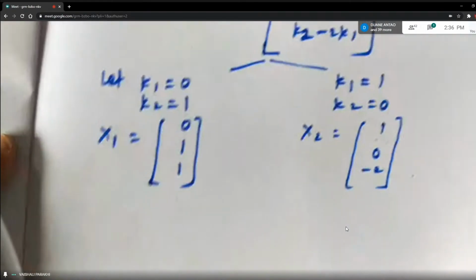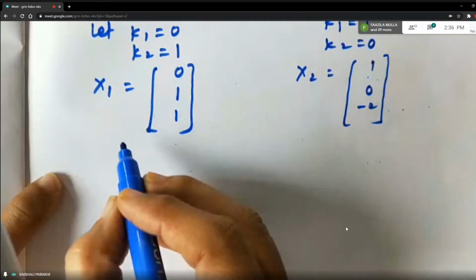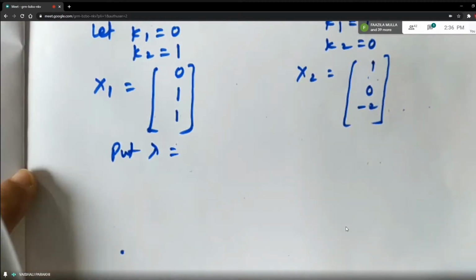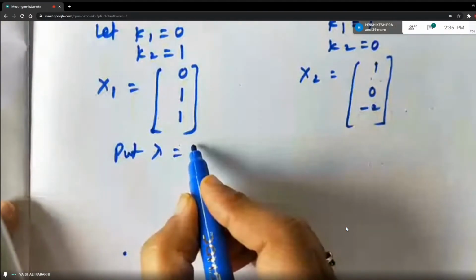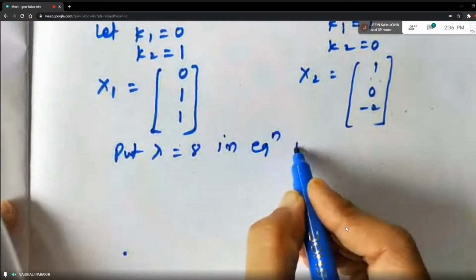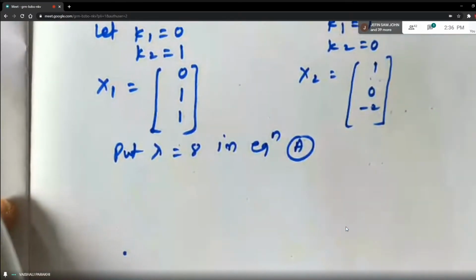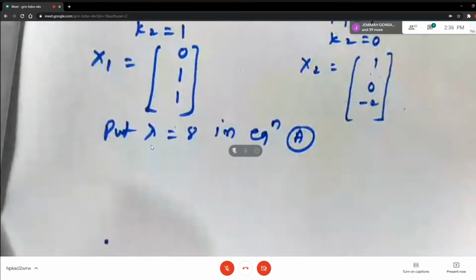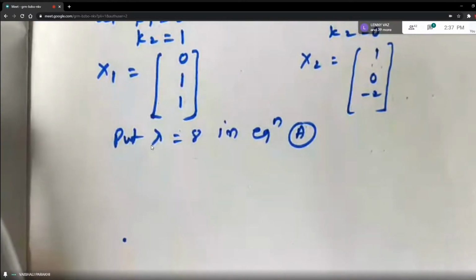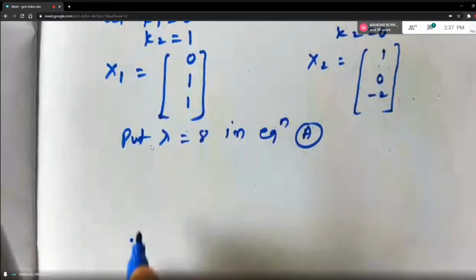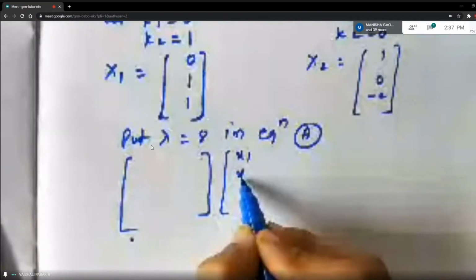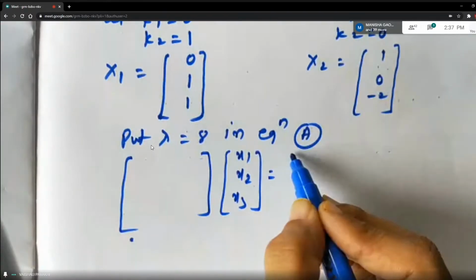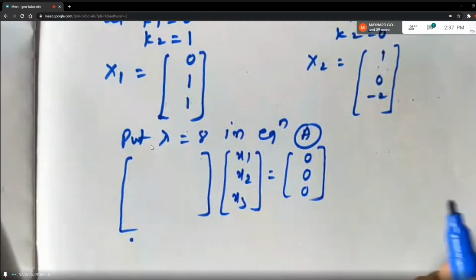Same or not. Now to find the third eigenvector, we have to put lambda is equal to, what is the third value here? Third value is 8, no? 8 in equation A. So in equation A, you have to put the third value of eigenvector. So who will tell me what is the matrix you are getting? And this will be x1, x2, x3, and then this will be 0, 0, 0, right?